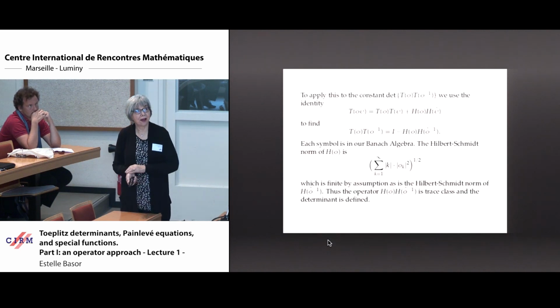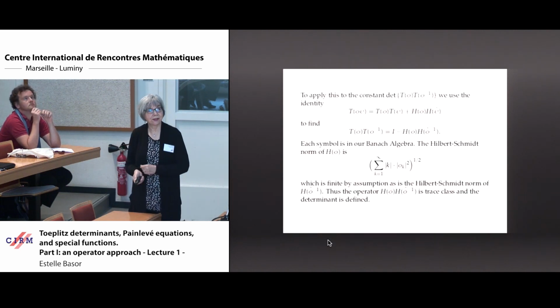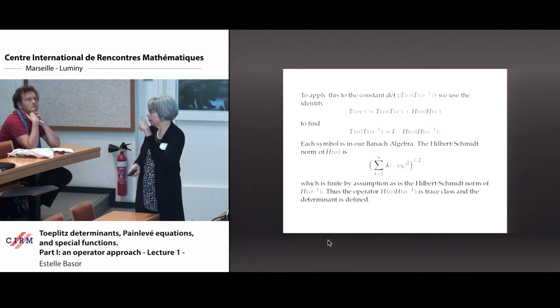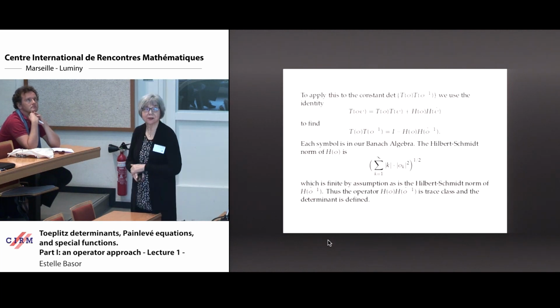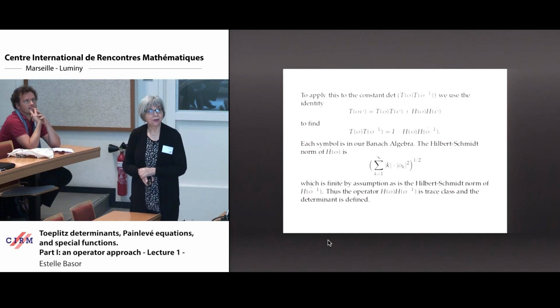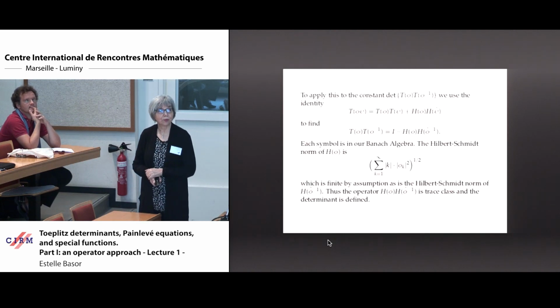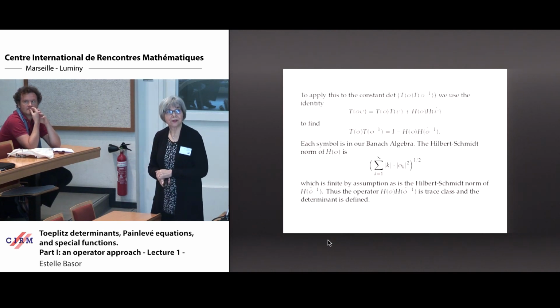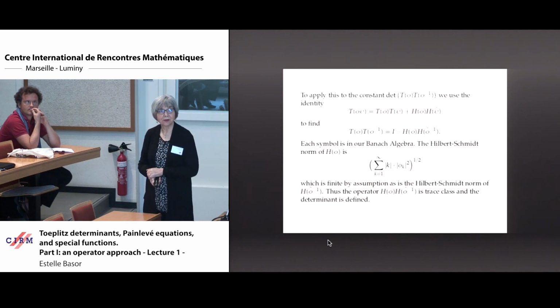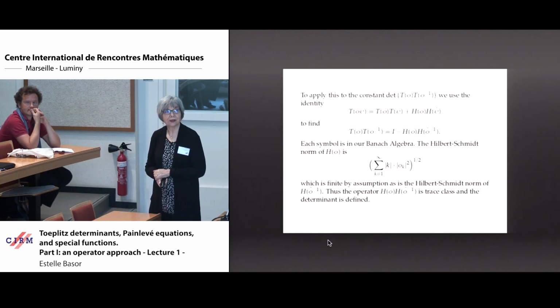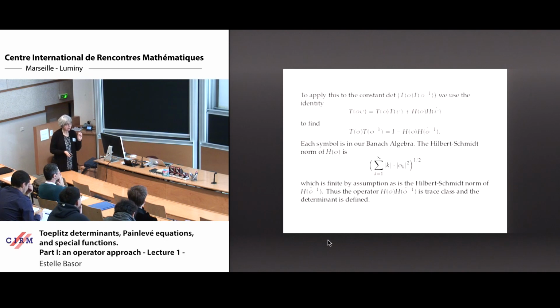So T of phi psi is T phi T psi plus H phi H psi tilde. That's one of our conditions. So if you let psi be phi inverse, then you apply this, you just get T phi T phi inverse is I minus H of phi H of phi inverse tilde, right? And each symbol is in the Banach algebra.